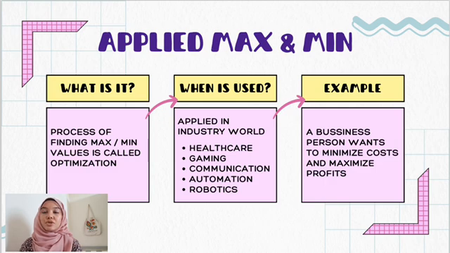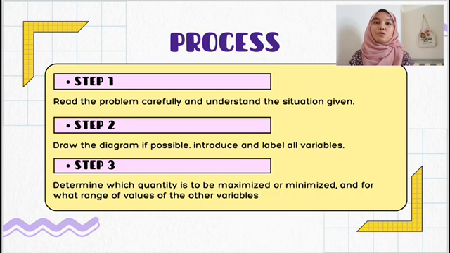This method is crucial in designing and optimizing systems, like finding the load that engines or structures can withstand. Then, how to solve problems regarding applied maximum or minimum? The first step is to read and understand the problem given. After that, try to imagine and draw a diagram to help you understand the problem more. By using the diagram, it can also help us identify which quantity is to be maximized or minimized.